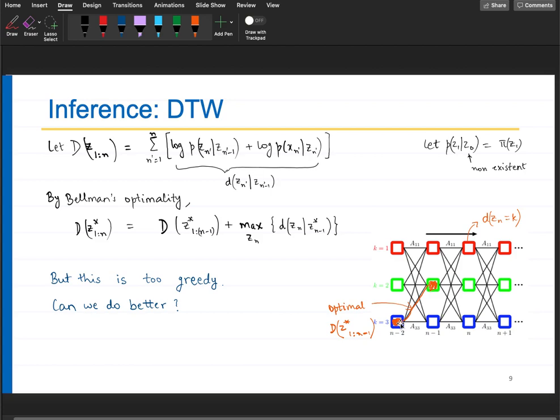I don't know if anybody can be more greedy than this, but okay. This is a greedy approach. Can we do better than this? We saw in the last class some shortcomings of the greedy approach. What are the shortcomings?